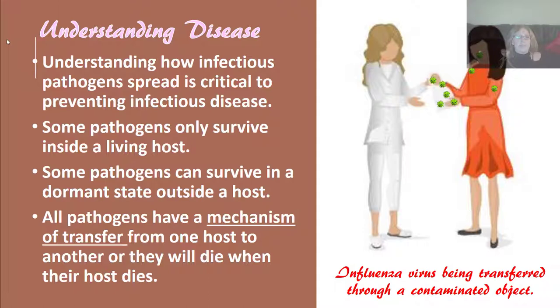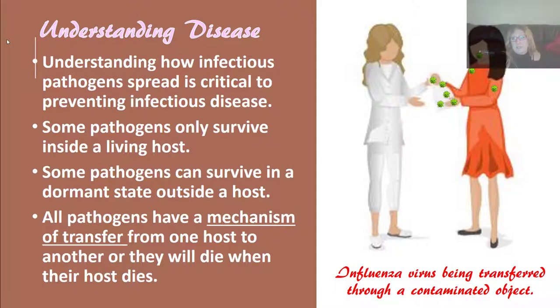Understanding how infectious pathogens spread is critical to preventing infectious diseases. Some pathogens only survive inside a living host. Some pathogens can survive in a dormant state outside of a host. Some can be okay outside of a host for decades or even hundreds of years. All pathogens have a mechanism of transfer from one host to another. If they did not have a mechanism of transfer, then they would die when the host dies.